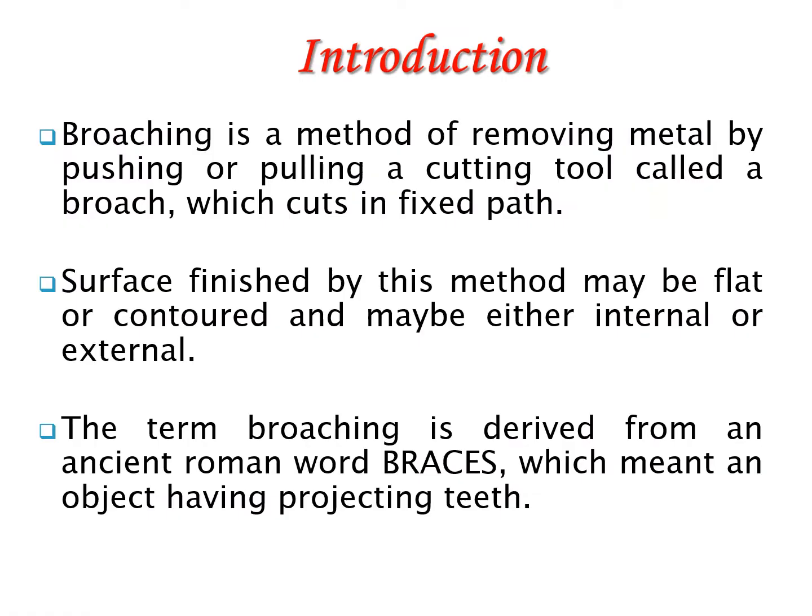Introduction to the broaching machine. Broaching is a method of removing metal by pushing or pulling a cutting tool called a broach, which cuts a fixed path. The surface produced by this method may be flat or contoured, and may be either internal or external. The term broaching is derived from an ancient Roman word, brace, which meant an object having projecting teeth.